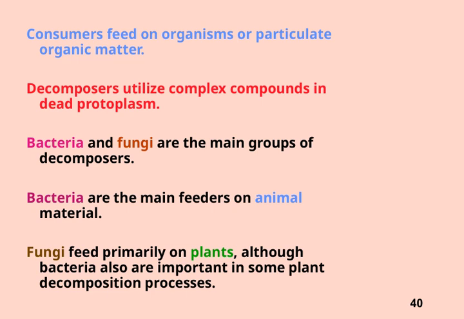Moving on to decomposers, these organisms play a vital role by breaking down complex compounds found in dead protoplasm. Their activity is what transforms organic matter into simpler substances that can be reused by other organisms. The main groups of decomposers are bacteria and fungi. Bacteria are particularly important. They mainly feed on animal material, helping decompose things like dead insects or carcasses. Fungi, on the other hand, primarily feed on plants, breaking down plant tissues. However, bacteria also contribute significantly to some plant decomposition processes. Recognizing the different roles of bacteria and fungi highlights how diverse and specialized decomposers are, which ties into the broader theme of nutrient cycling and energy flow in ecosystems.